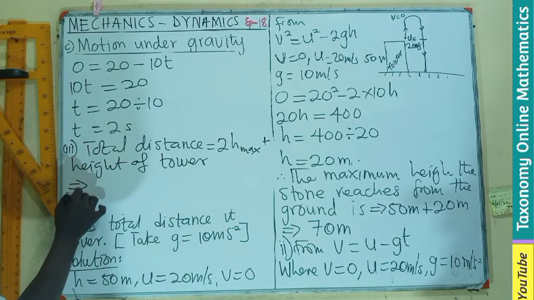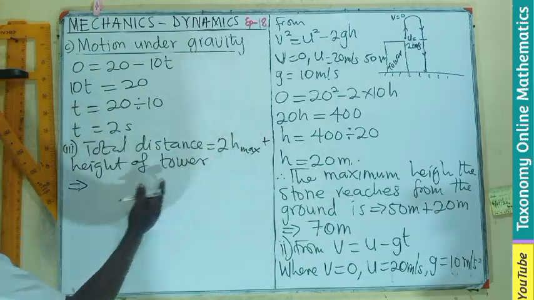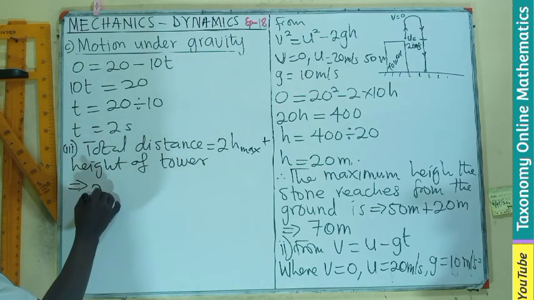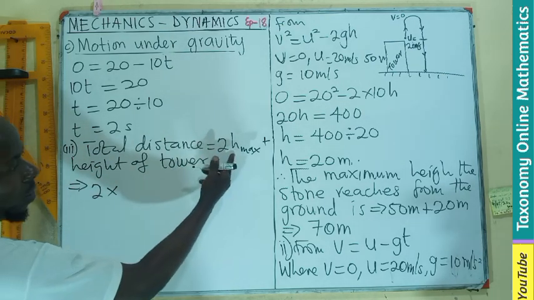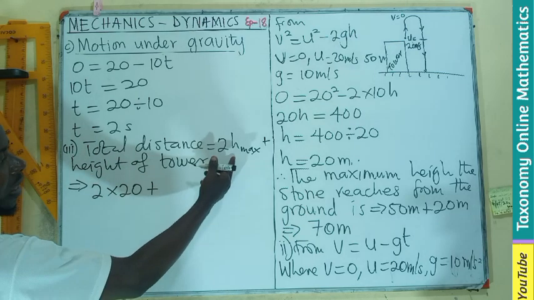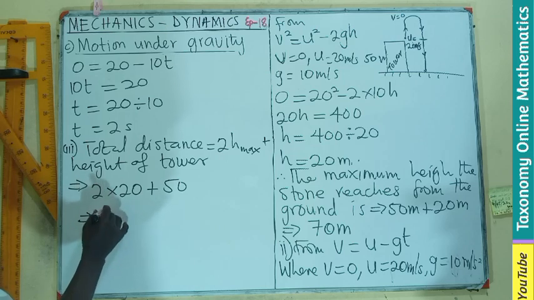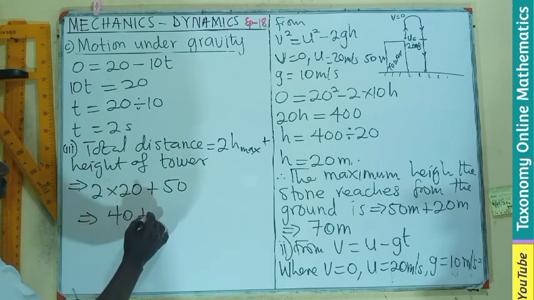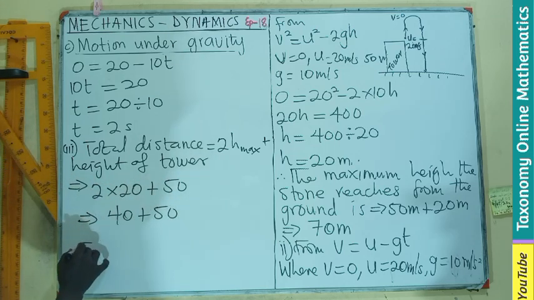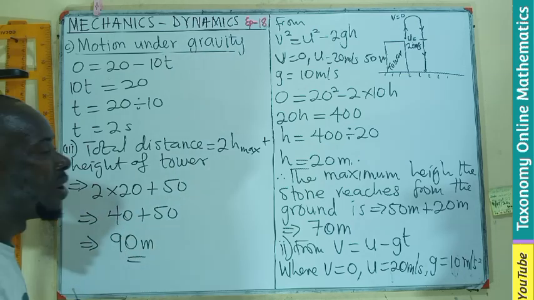So this will imply that I'll be having 2 times the maximum height reached, which is what? 20, plus the height of the tower, which is 50. That gives us what? 40 plus what? 50, and that is going to be 90 meters as the final distance.